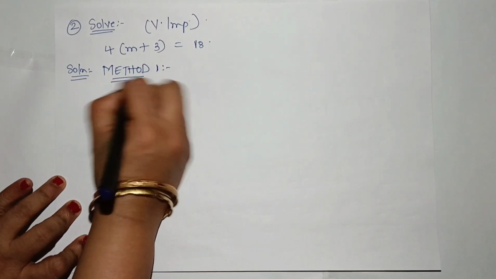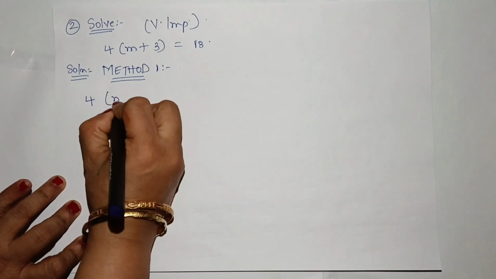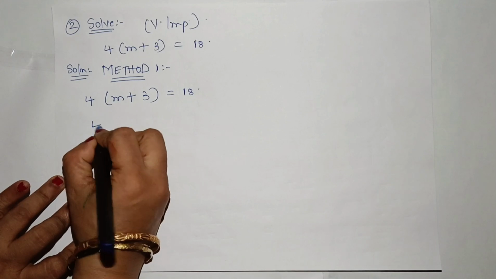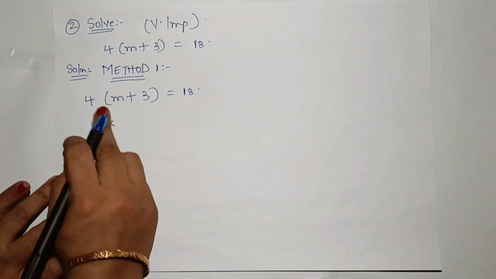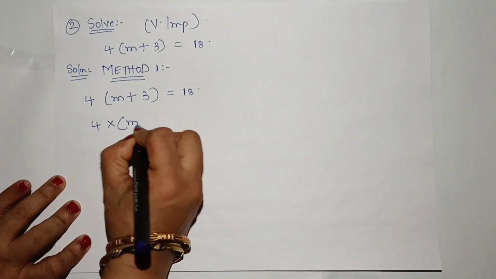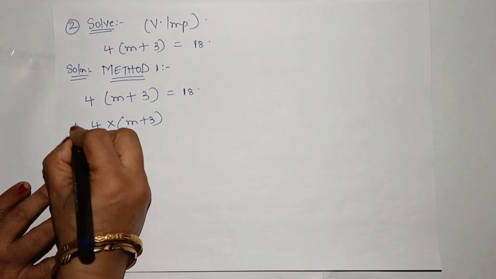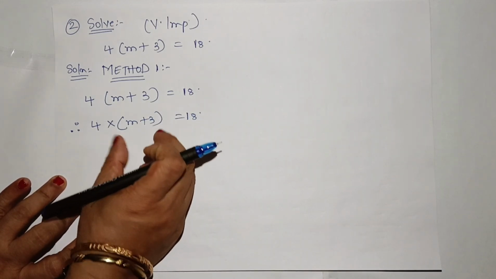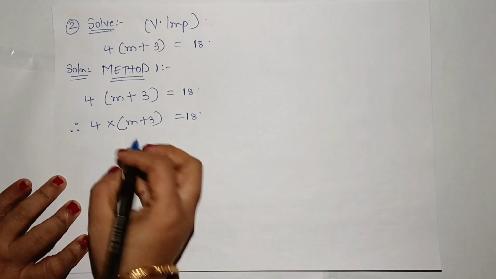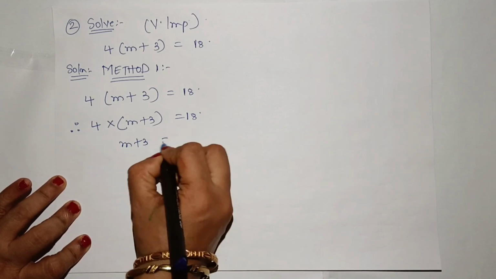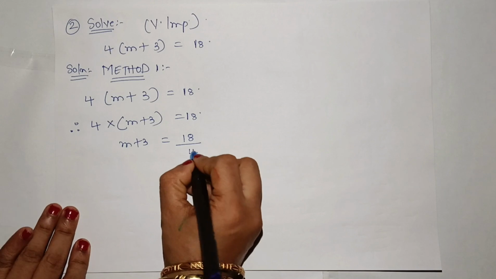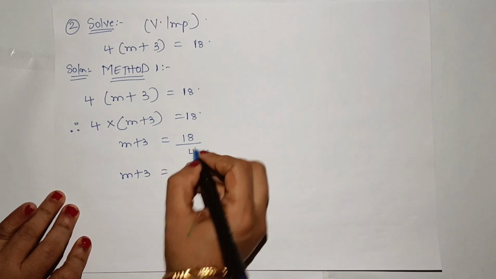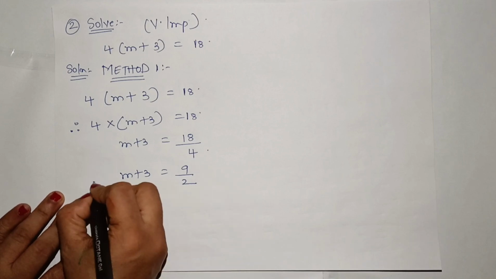Method 1. The question says 4 bracket m plus 3 equals 18. Understand this clearly. 4 into. No sign is given. It means what? Multiplication. Therefore, 4 into m plus 3 equals 18. Now, first can we find out the value of this expression m plus 3? Yes. Equals what? 18 by 4. Okay, so m plus 3, it is divisible by 2 tables, so you will get 9 by 2, correct?